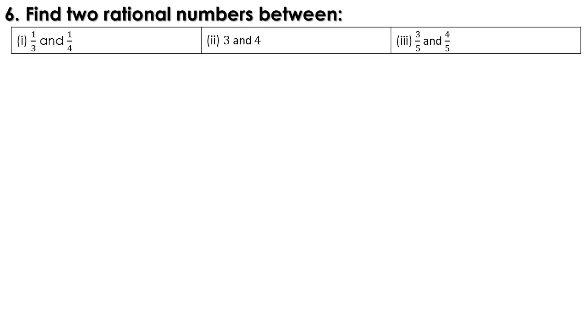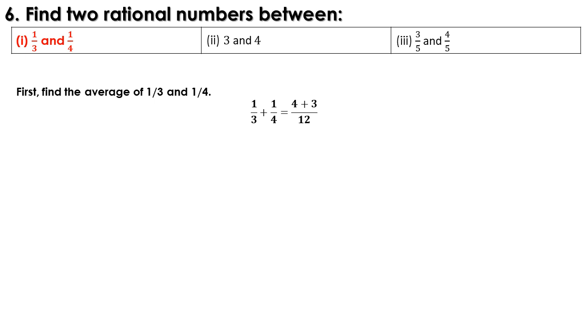Question 6. Find two rational numbers between. Let's begin by finding the average of two fractions, 1 by 3 and 1 by 4. 1 divided by 3 plus 1 divided by 4 equals (4 plus 3) divided by 12. We first find a common denominator. The least common denominator of 3 and 4 is 12. So, we rewrite the fractions. 1 divided by 3 becomes 4 divided by 12, and 1 divided by 4 becomes 3 divided by 12.